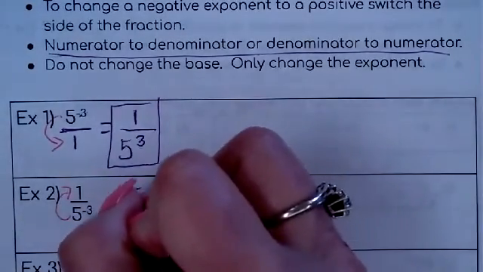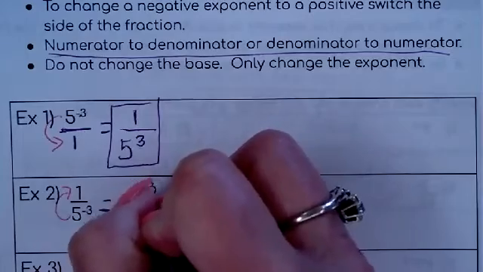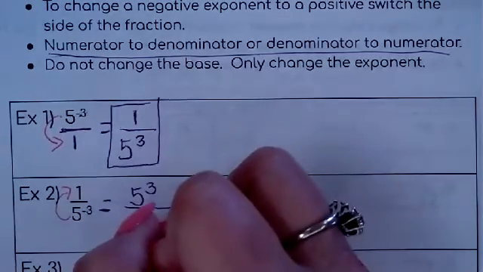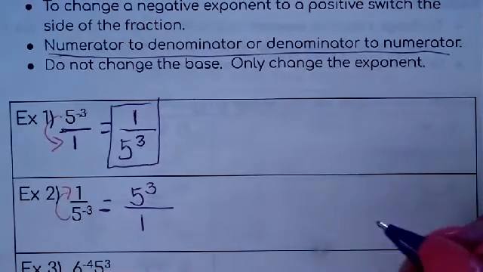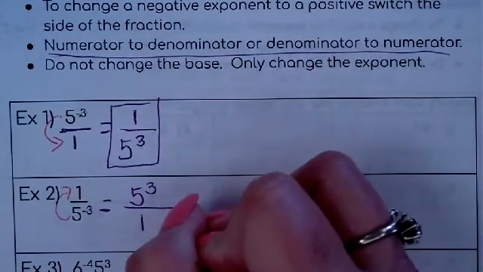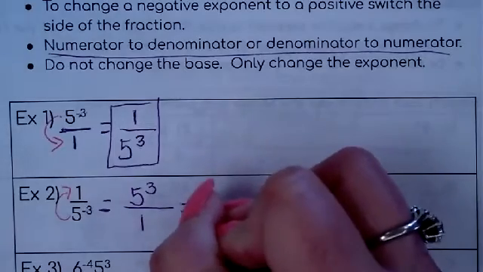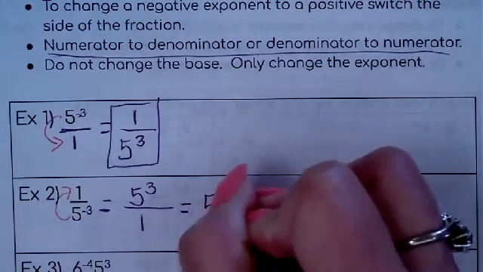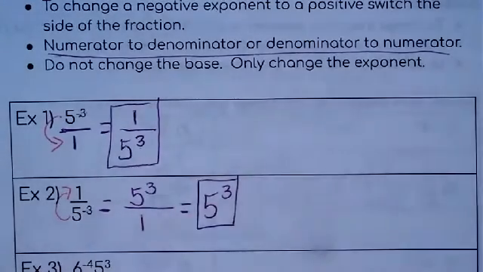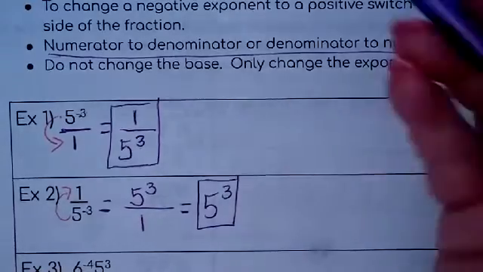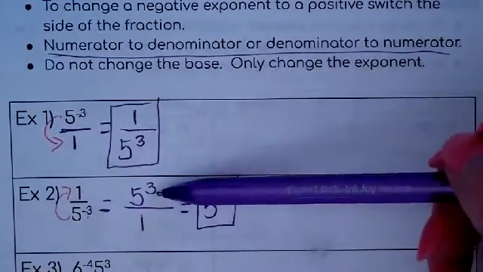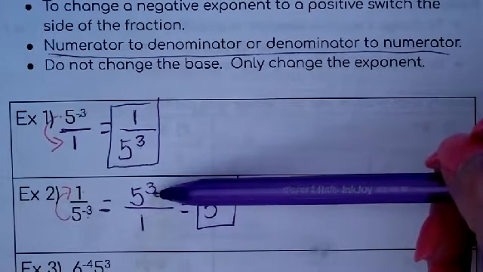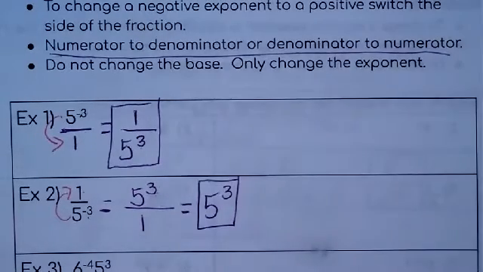So then I'm going to have 5 to the third. And I don't have a denominator. We can put a 1 placeholder right there. But we don't usually write a denominator of 1. We don't write it down. So my answer is really just going to be 5 to the third. Again, if it's negative, flip it to the other side of the fraction and turn it from a negative to a positive exponent.